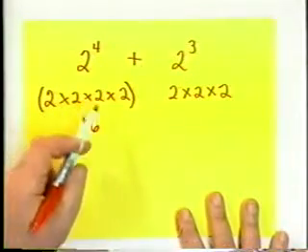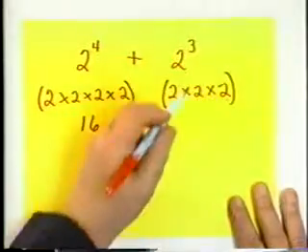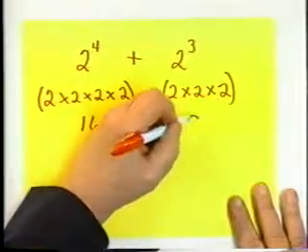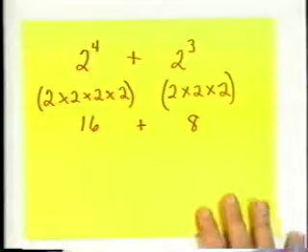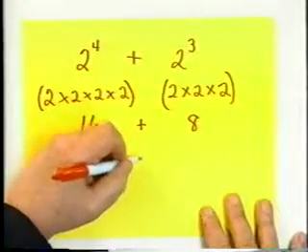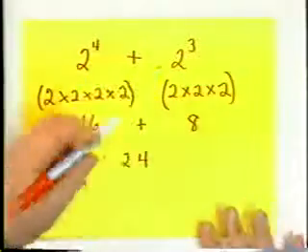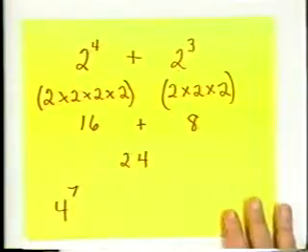See, 2 times 2 is 4, times 2 is 8, times 2 is 16. 2 to the 3rd power is 2 times 2 times 2. 2 times 2 is 4, times 2 is 8. So the problem really says what? 16 plus 8, which happens to be what? 24. Now, you could say, hey, I think that we should say 2 and 2 is 4, and 4 plus 3 is 7.